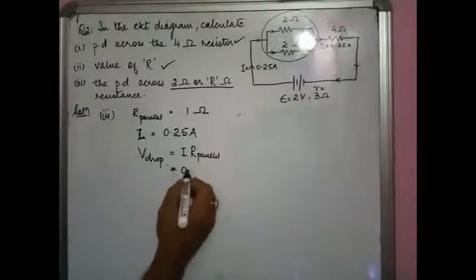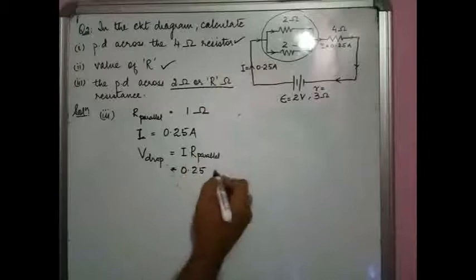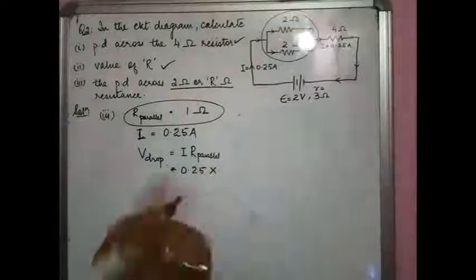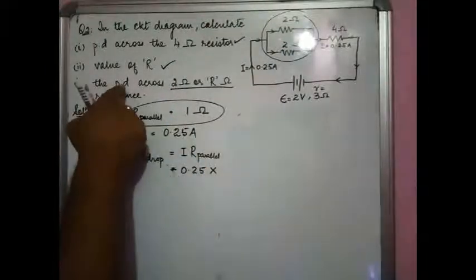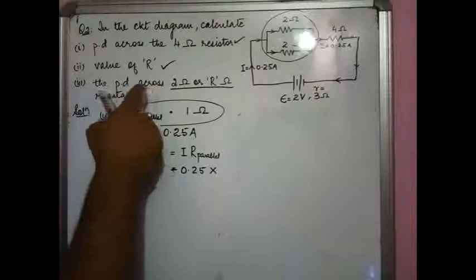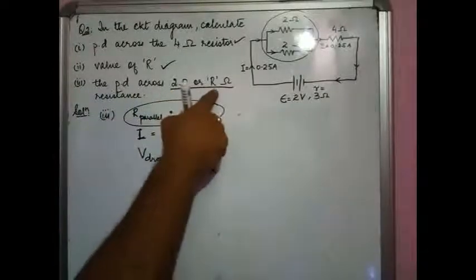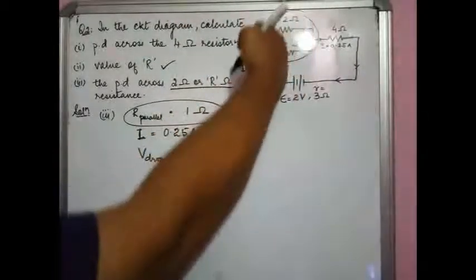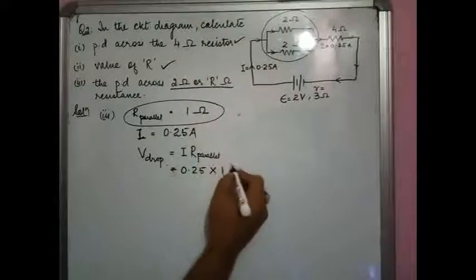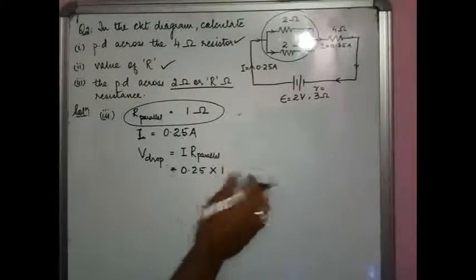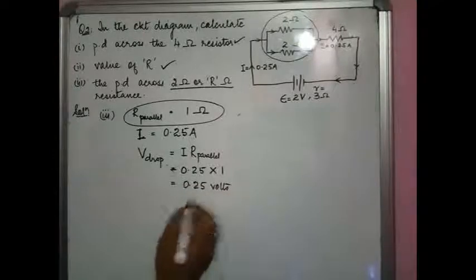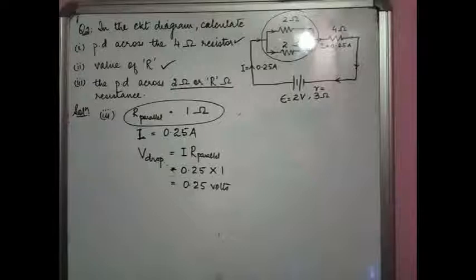Okay, so I value is 0.25, it was already given in the question, multiplied by this R parallel that you have calculated. Why are we using this R parallel? Because the third part of the question is asking you the potential drop across 2 ohm or R ohm. R ohm is also this 2 ohms. Okay, so you have to find it across this. So the value is 1. 0.25 into 1 is going to give you 0.25 volts. Okay, so that is the answer to the third part. Now let us move on to the last question very quickly.